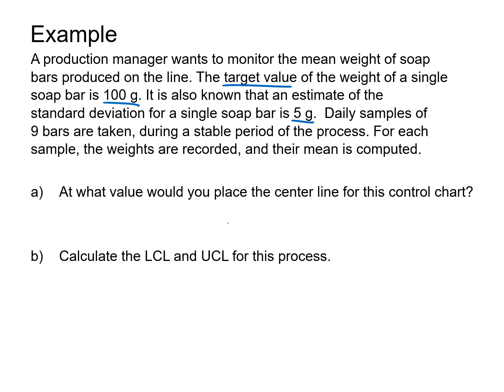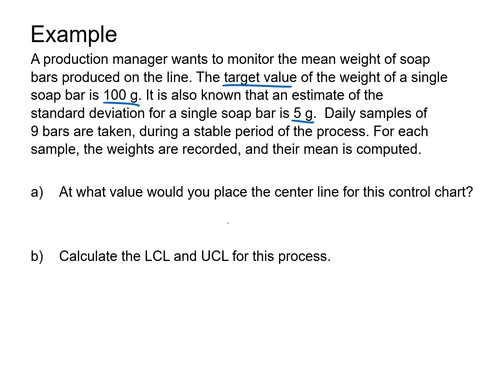Daily samples would be: you take 9 of the bars, you get their mean, and that will be the representative data for that day. So you take daily samples of 9 bars every day during a stable period of the process. For each sample, the weights are recorded and their mean is computed. So at what value would you place the center line for this control chart?